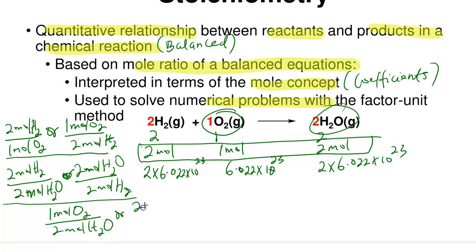Or I can also say 2 moles of water vapor to 1 mole of oxygen. The only thing that will decide what we're going to use is simple: the question we're asked. You make the comparison between those two variables and solve your problem. And that's what we're going to be doing.